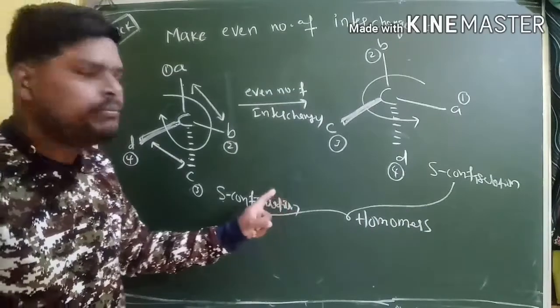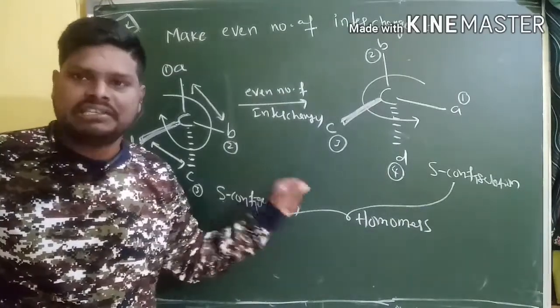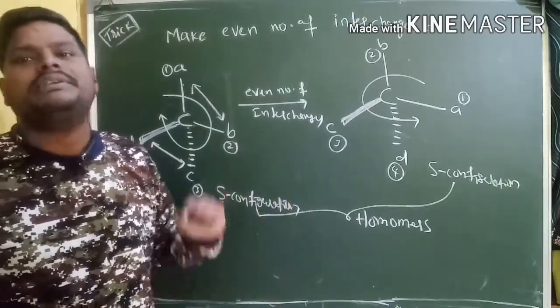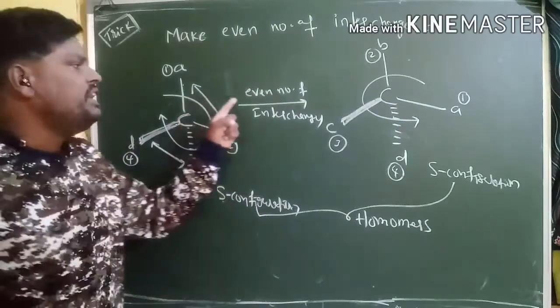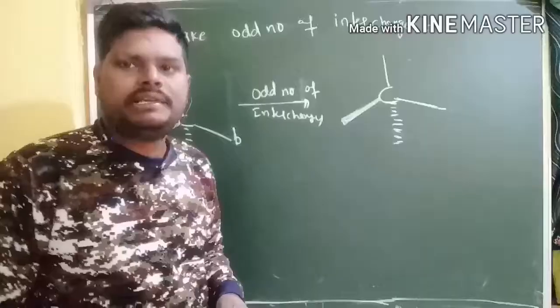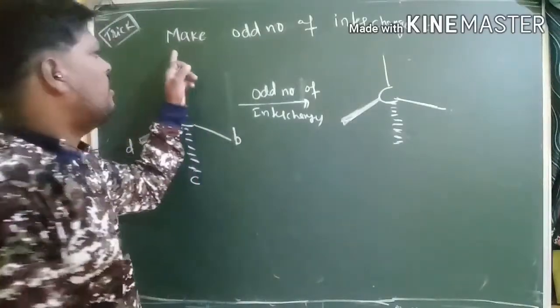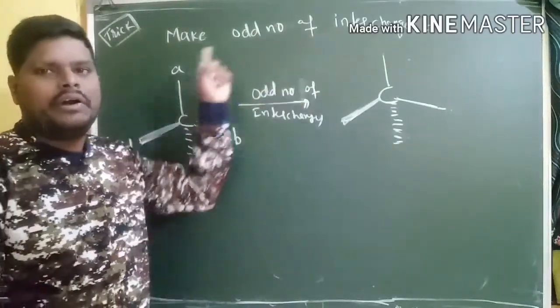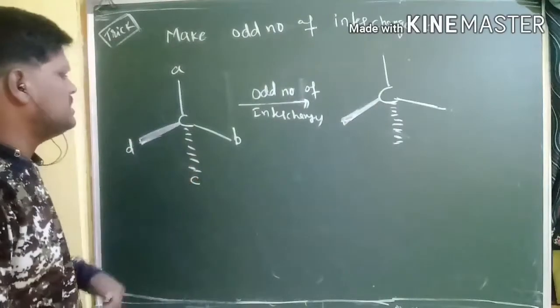So this is very, very important for competitive exams. So when an even number of interchanges takes place, homomers are obtained. Now make odd number of interchanges. Odd number of interchanges. Now coming to this example.